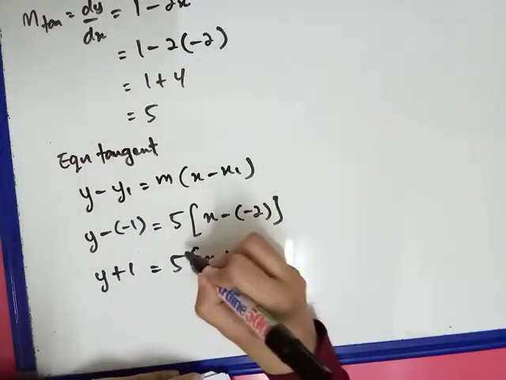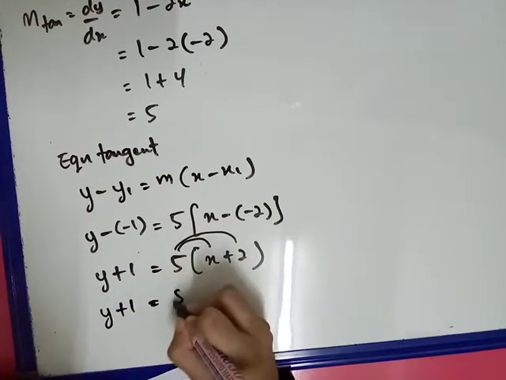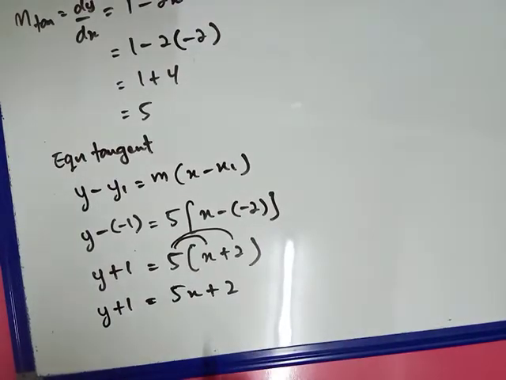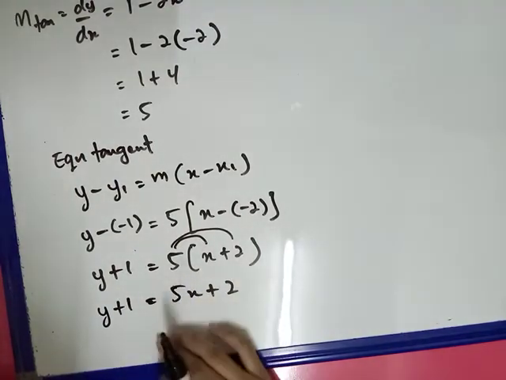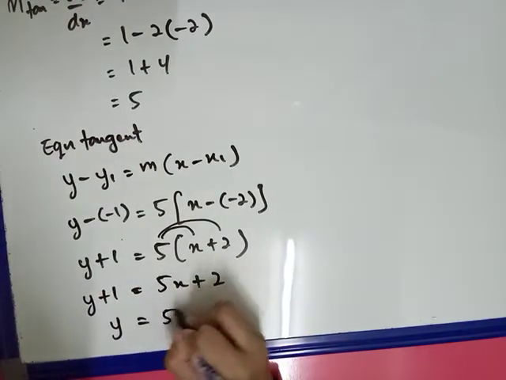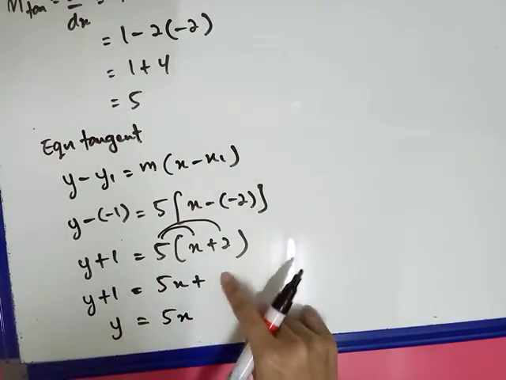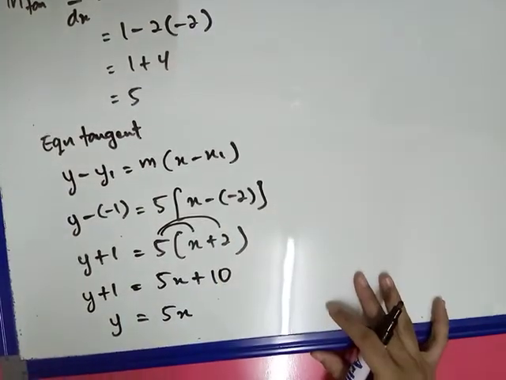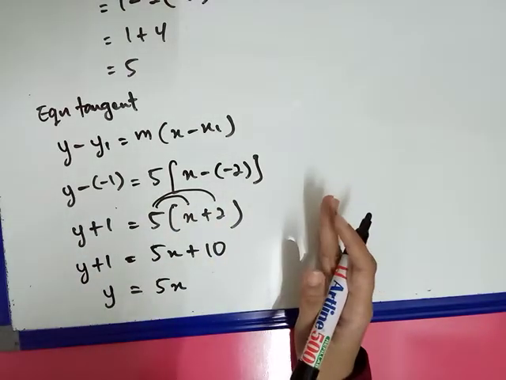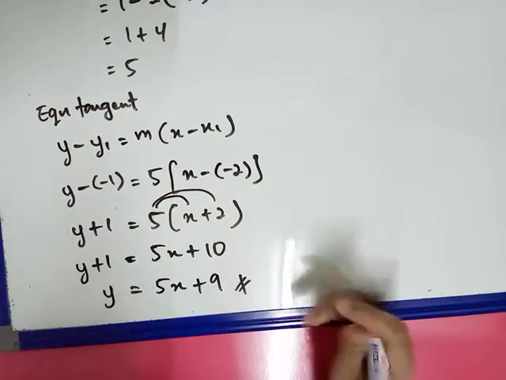And then you need to expand. So y plus 1 equals 5(x plus 2). We only need to find the equation of the tangent, so we need to make y the subject. y equals 5 times x, 5x, 5 times 2, 10. And then the positive 1, when you move it to the right side, it will be minus. So 10 minus 1, you get 9. So this is the answer for the equation of the tangent line.